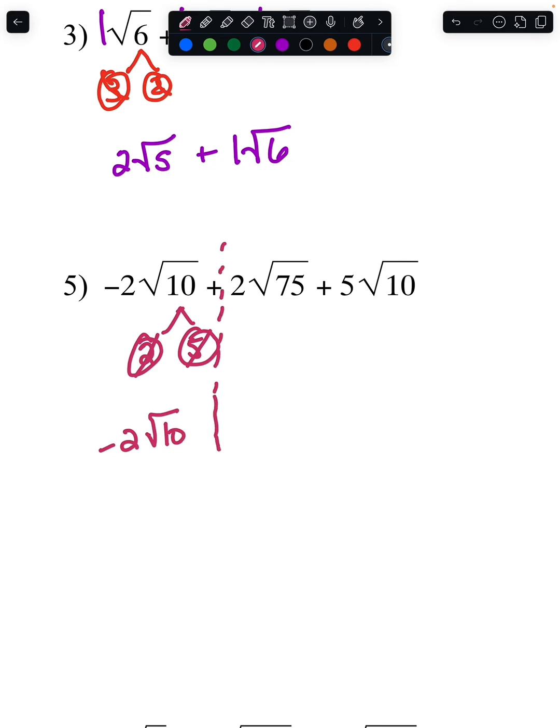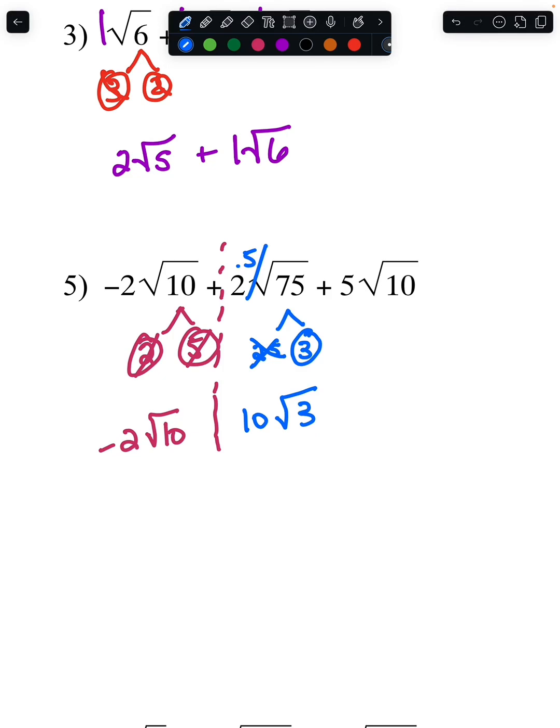Now let's talk about 2 square root of 75. Let's break down this 75 to 25 and 3. 3 is prime. The square root of 25 is 5. Put that up this way because that's going to get multiplied. So now we're left with 5 times 2 is 10. And I have a square root of 3 still under there because this 3 didn't come out.